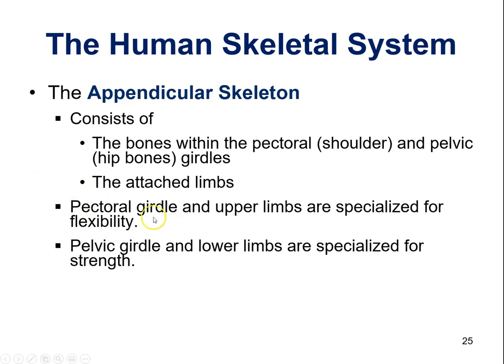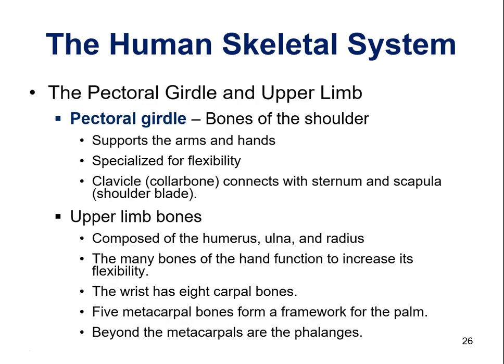Okay, so it says pectoral girdle and upper limbs are specialized for flexibility, right? Think about your shoulder joint and how much mobility you have there, okay? And then if you think about the pelvic girdle and the lower limbs, they're going to be more specialized for strength. Obviously, you still have flexibility and mobility, but they are going to need to be stronger, right, to support your weight. Okay, so if we look at that pectoral girdle specifically, right, bones of the shoulder, like I said, these support the arms and the hands, and they are specialized for flexibility. And actually within that, they end up getting injured a lot, right, because they have so much mobility and flexibility.